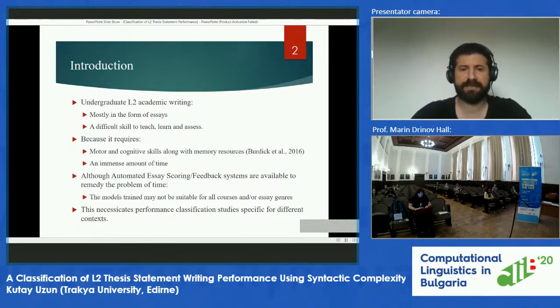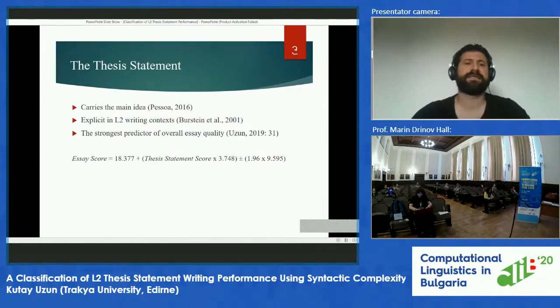But then the models that are trained for automated scoring of essays or feedback systems need to be trained for separate courses and separate genres, so they do not meet the needs of every single course. And this necessitates performance classification studies, which are specific for different contexts or different genres to enable a wider usage of this. And in this study, I chose the thesis statement as a unit of prediction because the thesis statement in L2 writing context is mostly explicit, which makes it easier to analyze.